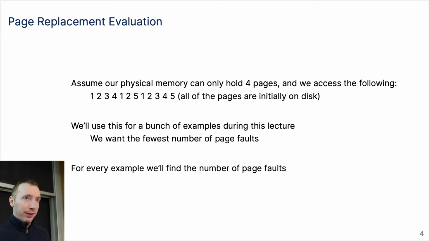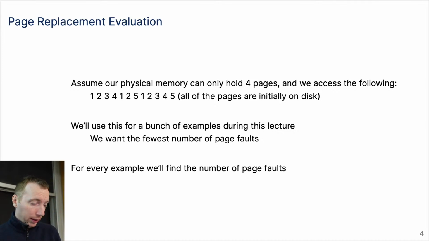So here is our scenario that we're going to be using the whole day. It's a bit of a ridiculous scenario just to make things easier to write. So assume our physical memory can only hold 4 pages, and then you access the following. We just give each page a number. So in here, there are a total of 5 pages, 1 to 5. And initially, we'll just assume all pages are on disk, so we have to bring them into memory.